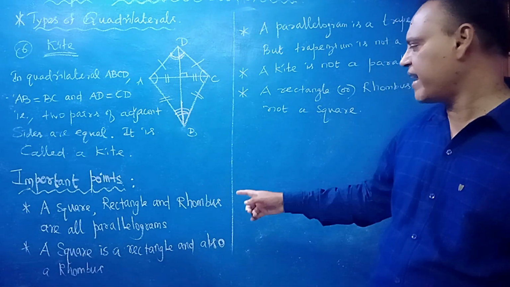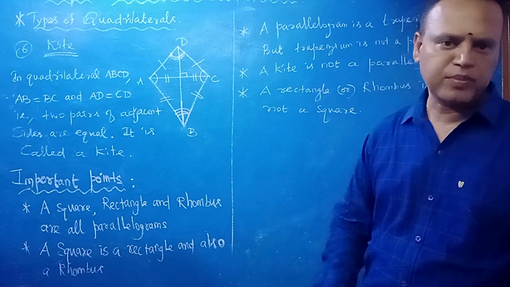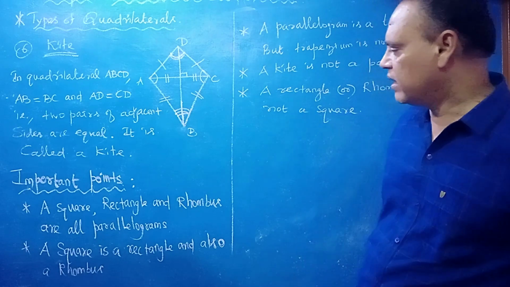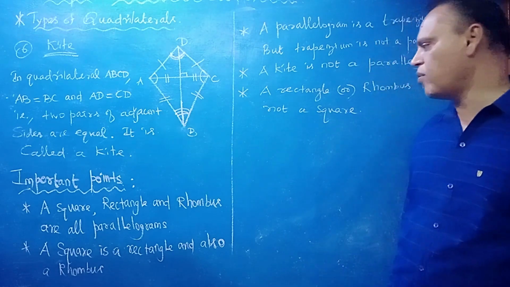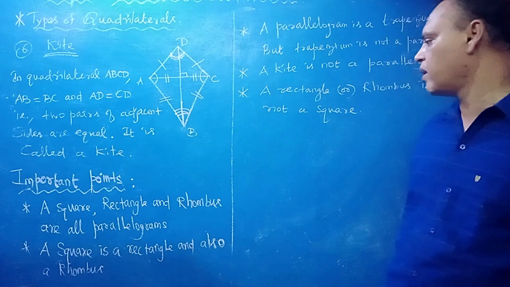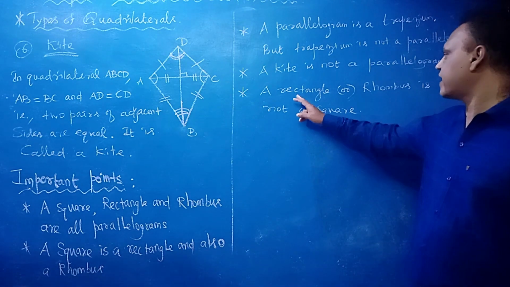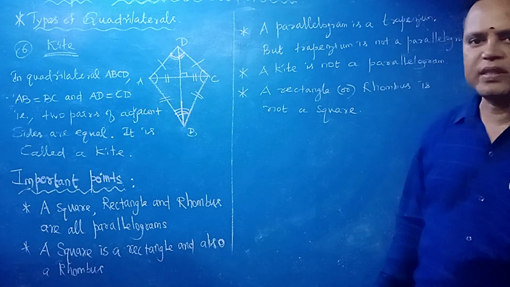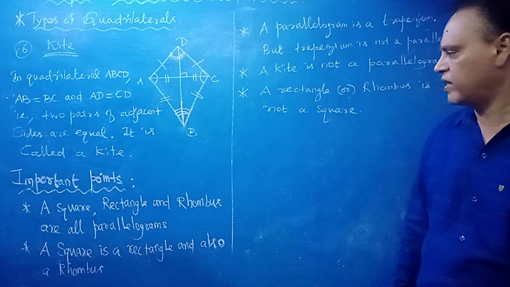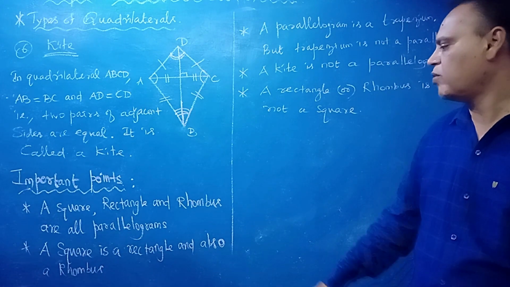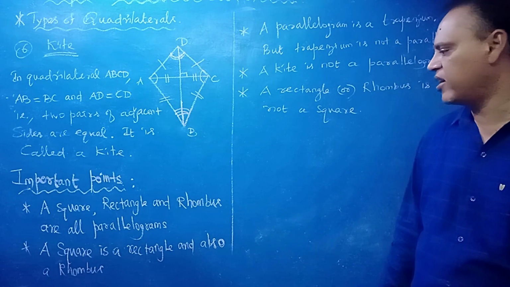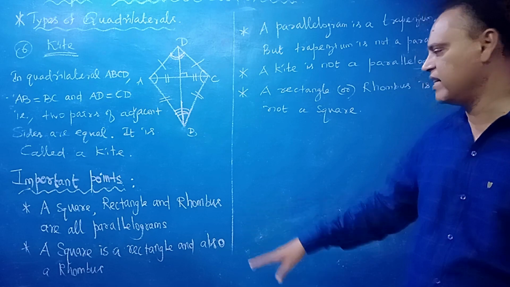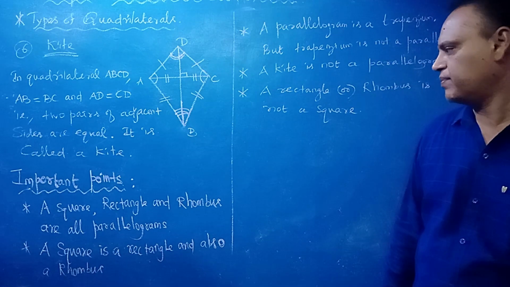A square, rectangle, and rhombus are parallelograms. Remember, in one more questions they may ask. But a rectangle or rhombus is not necessarily a square. Clear? The reverse is not satisfied. Now a square is a rectangle and also a rhombus. You can see.